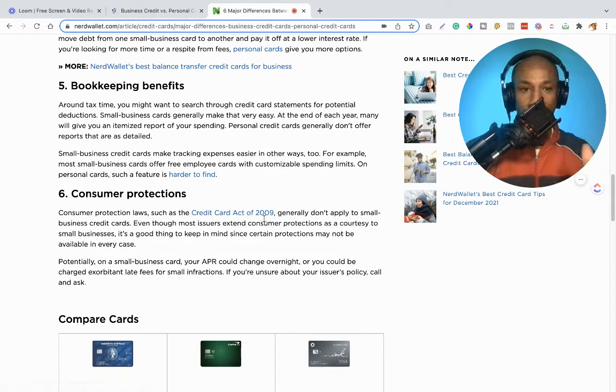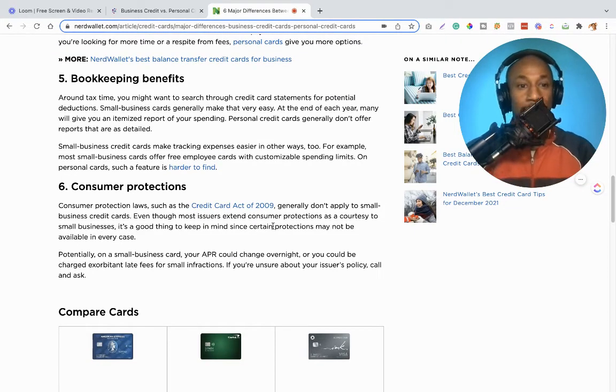Small business credit cards make tracking expenses easier in other ways too. For example, most small business cards offer free employee cards with customizable spending limits. On personal cards, such a feature is harder to find. And last but not least, number 6 is consumer protections.